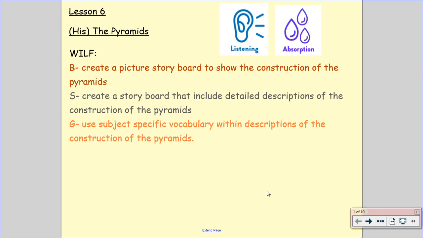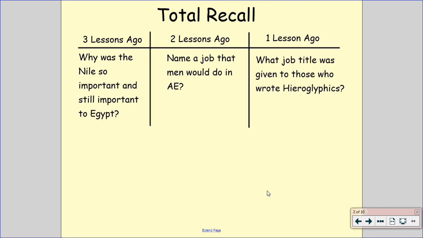We're looking at the pyramids. Let's do a bit of total recall. Let's do 3 lessons ago. Why was the Nile so important and still important to Egypt? So there were several different reasons why we could consider the Nile important, but there was one in particular that we looked at more so than the rest. But maybe come up with a couple of different roles the River Nile had within ancient Egyptian times. Lesson 2 lessons ago, sorry, I should say.